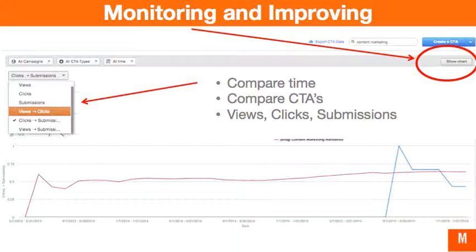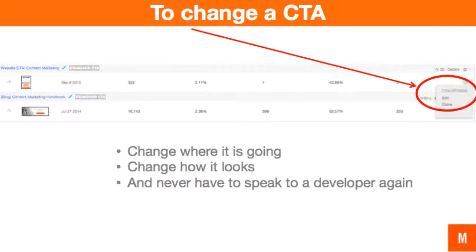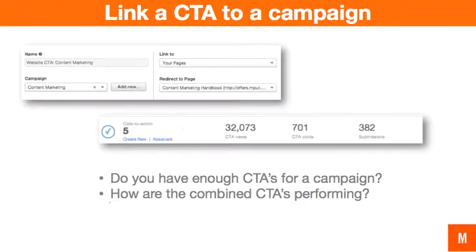And if you go and make changes to the text, to the color, or to the layout of your call to action, you can see what impact that has done for your call to action. It's really important to record that change somewhere, as there's no place to record that you've made that change within the HubSpot tool. If you want to change a call to action, you simply go back to the call to action tool, click on edit in that red circle, and then you can change where that call to action is going, how it looks, and you never have to speak to that developer again.